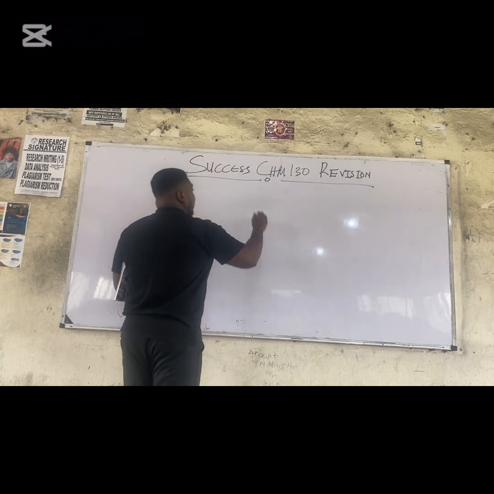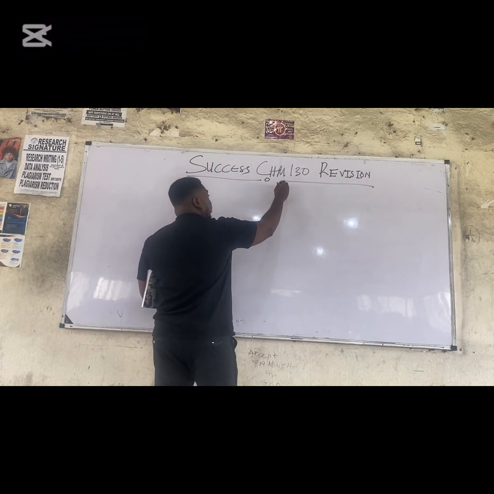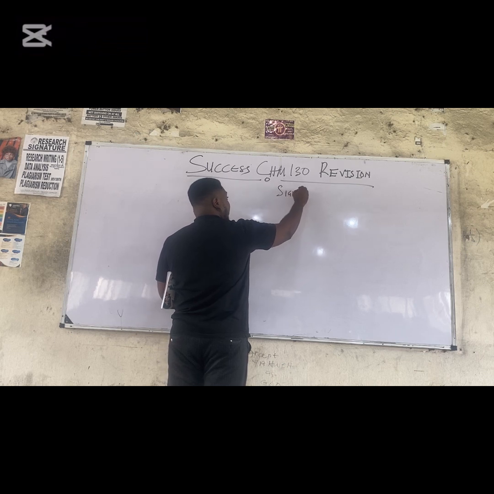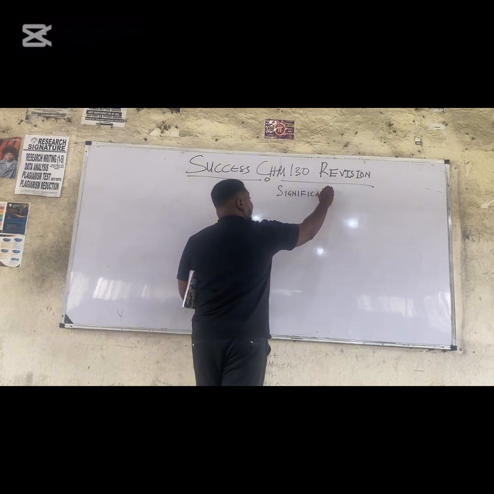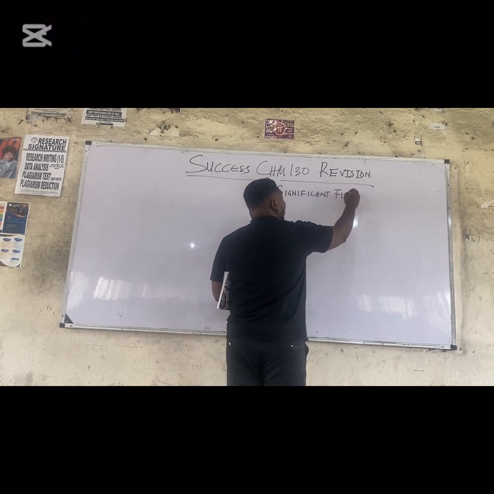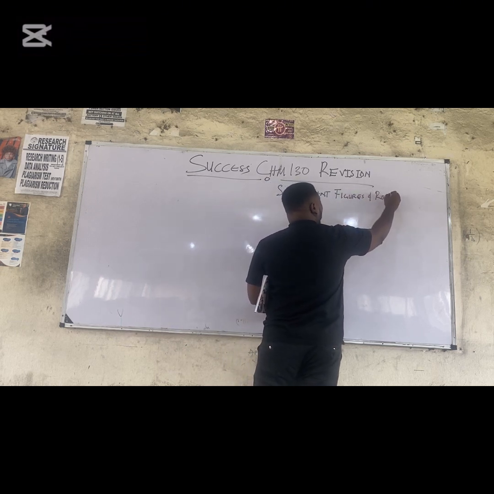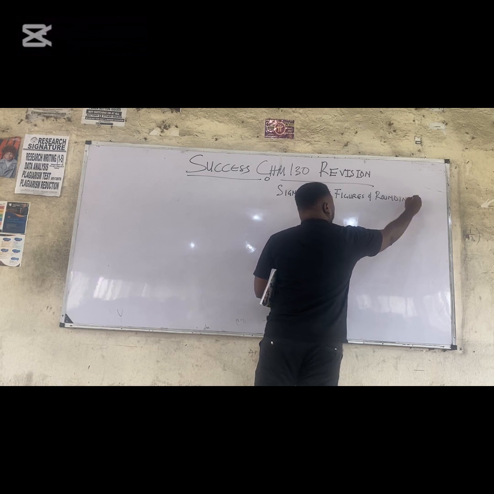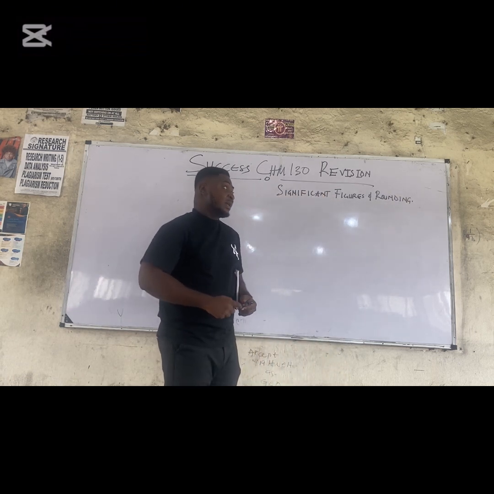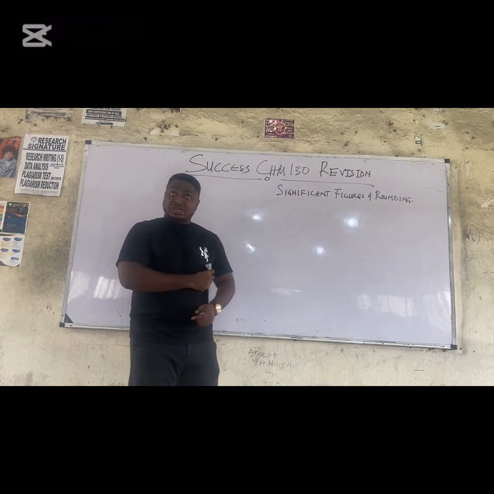Plus, your Chem 130 will look at significant figures and rounding up of numbers. That's chapter 1. Chapter 1 is talking about measurement in chemistry, systems of measurements in chemistry.